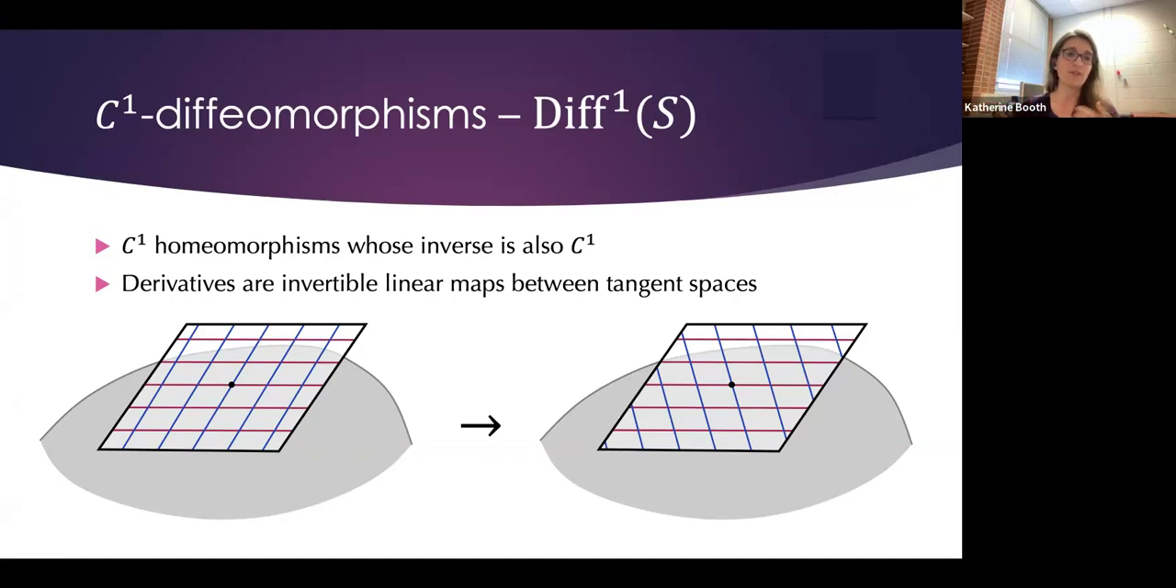C1 diffeomorphisms are C1 homeomorphisms whose inverse is also C1. C1 means we have a derivative, and that derivative is continuous. Since we're working with surfaces, what we have is that our derivatives are invertible linear maps between the tangent spaces at every point. Okay, so if C1 diffeomorphisms are the thing we're trying to study, what should the graph be?